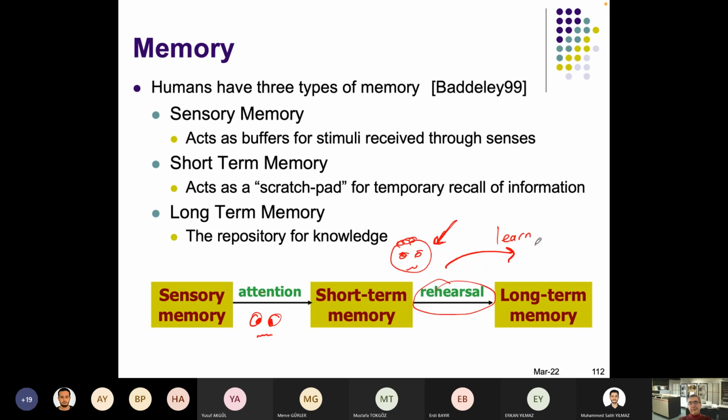Learn or remember. Sometimes you remember, but you don't have the ability to fully understand. In that case, it is not learning, it is just remembering. So that's also long-term memory.